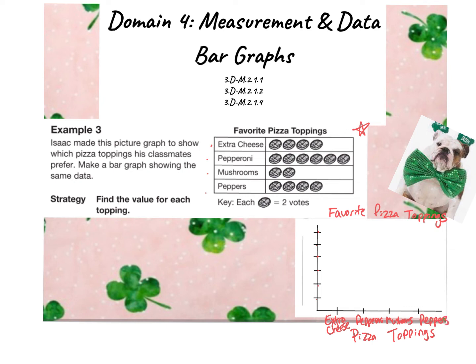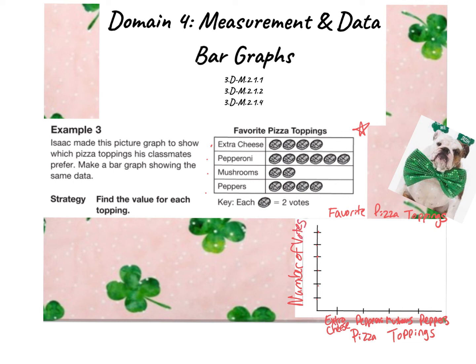Okay, so now I have my category down here. I need to go ahead and do my category over here. And this is going to be, it looks like it says classmates votes, okay? So we're gonna say number of classmates or number of votes. And so that's what we would label over here.